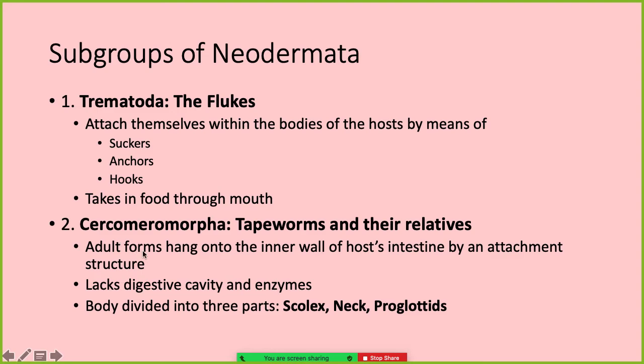So tapeworms, the adult form, what they do is they latch onto the wall of the intestine of their host. They don't need a digestive cavity because pretty much the food that they get is already digested, so they just take in and steal nutrients. And again, scolex, which is the attachment portion of that, neck, and then the proglottids, which is just the repetitive segments of the tapeworm. And I can't believe I didn't put a picture of a tapeworm on here.